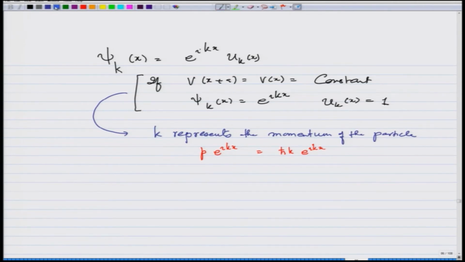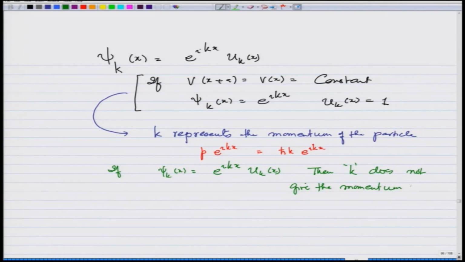On the other hand, if ψ_k(x) equals e^{ikx} u_k(x), then k does not give the momentum of the particle, because this is not an eigenstate of the momentum. So, the momentum is not conserved.